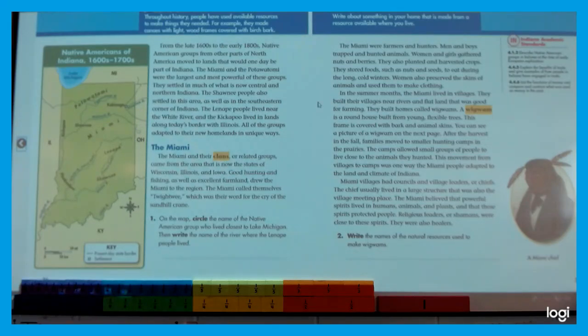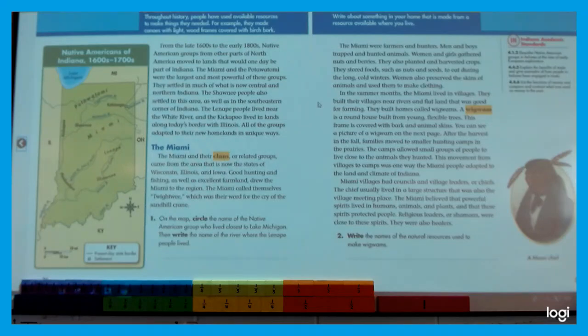The last paragraph. Miami villages had councils and village leaders, or chiefs. The chief usually lived in a large structure that was also the village meeting place. The Miami believed that powerful spirits lived in humans, animals, and plants, and that these spirits protected people. Religious leaders, or shamans, were close to these spirits. They were also healers. So in their culture, that was the religion they practiced and also kind of part of their medicine. So these shaman would be healers. So using whatever they knew about the earth and plants that grew, they would do their best to try to heal people from sicknesses and injuries.